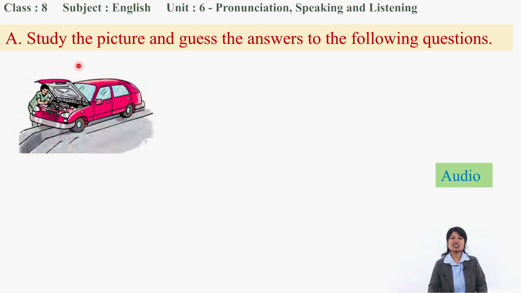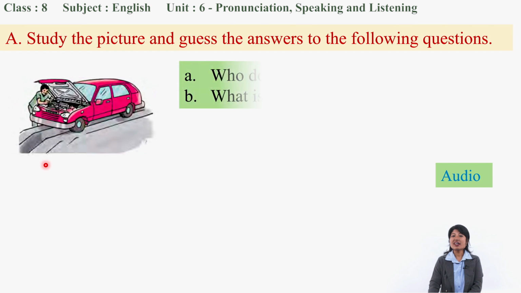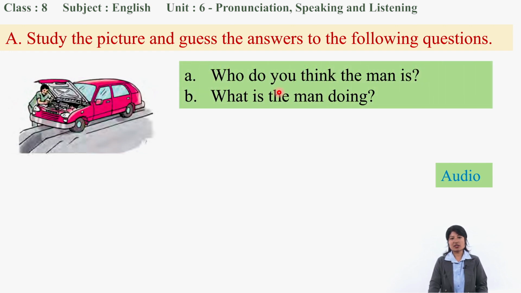Listening activity A. Study the picture and guess the answers to the following questions. We have a picture. Let's make a study of this picture. What can you see over here? Keep speculating, keep guessing. Here we have two questions as well. Who do you think the man is?